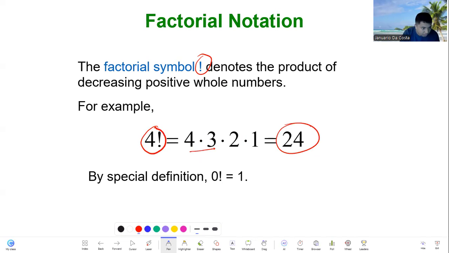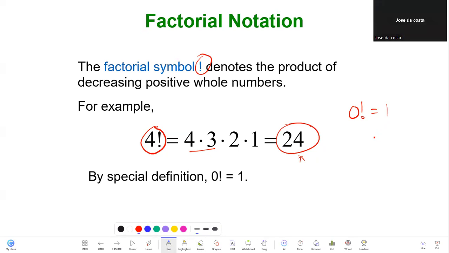4 times 3 is 12. 12 times 2 is 24. 24 times 1 is just 24. Okay. There is also a special definition: 0 factorial is simply 1. If you ask me why and how, I don't know. The mathematicians made this definition, and I just use it like you guys.